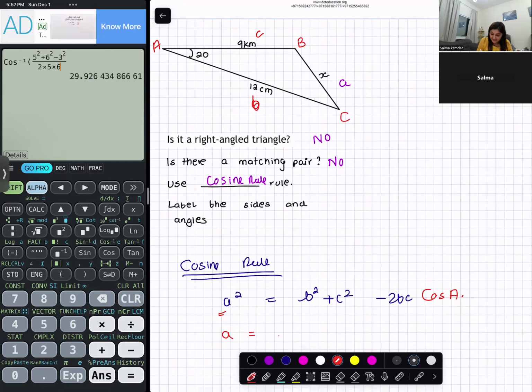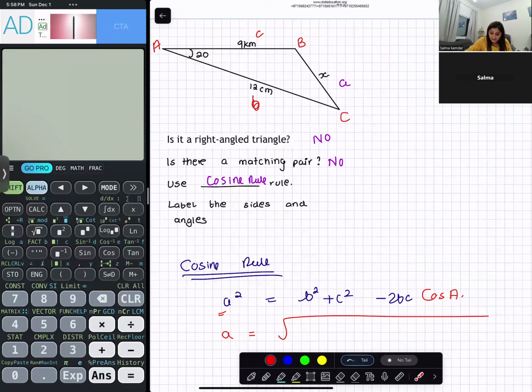Now you have to find side A, so it would be the square root of B square plus C square, C square is 9, then minus 2BC, B is 12, C is 9, cos A. What is A? 20.